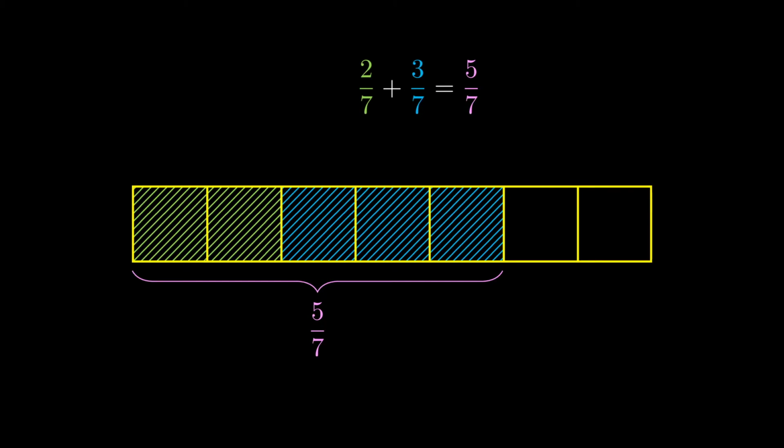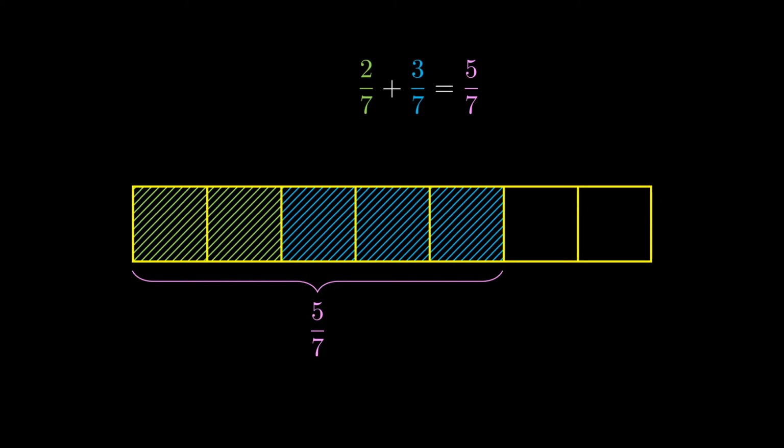Now notice that you did not add the bottom numbers because, well, it doesn't make sense to, right? The bottom number is only telling you how many bits you cut it into at first. It tells you how small each piece is. Only the top number is counting how many you have. And so I hope it makes sense that you only need to add those top numbers and the bottom ones stay the same because you're not changing how big or how small each of those pieces is.